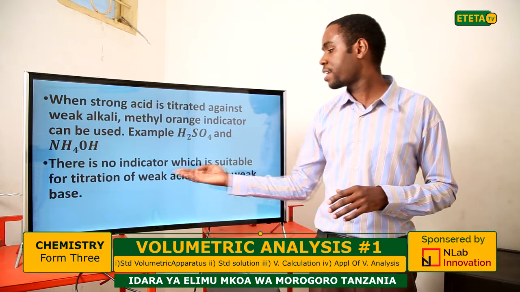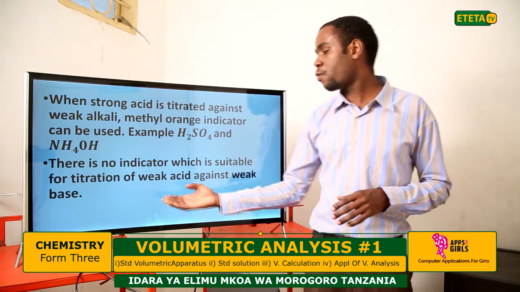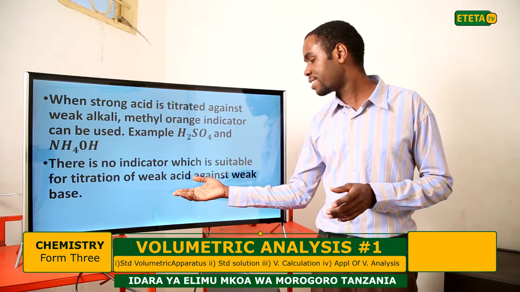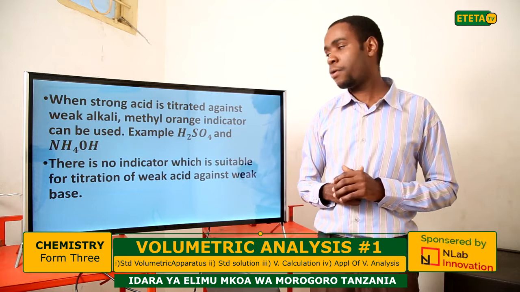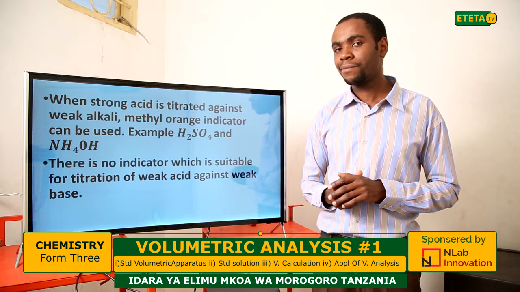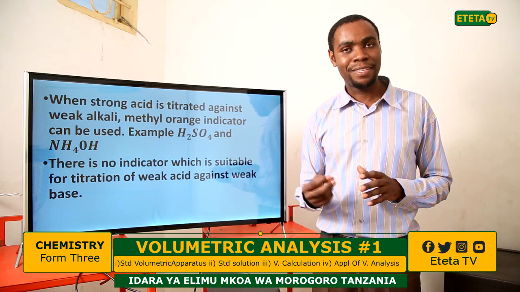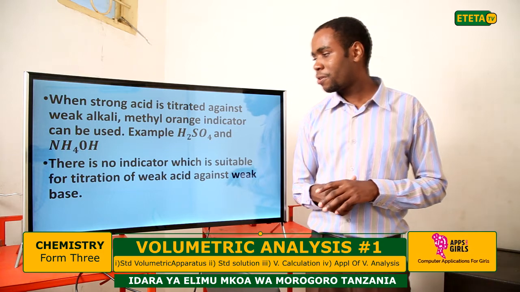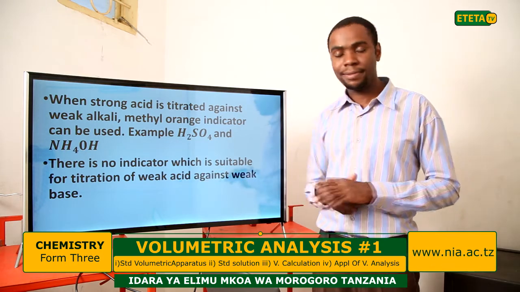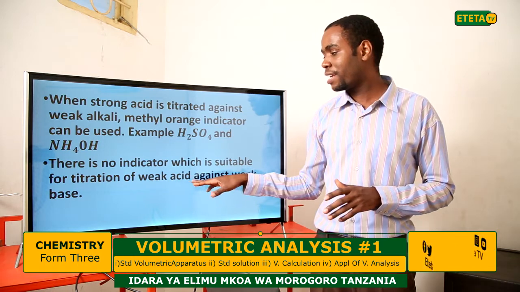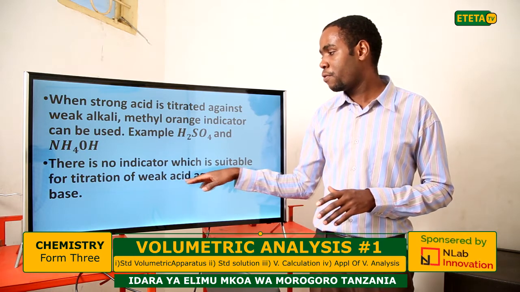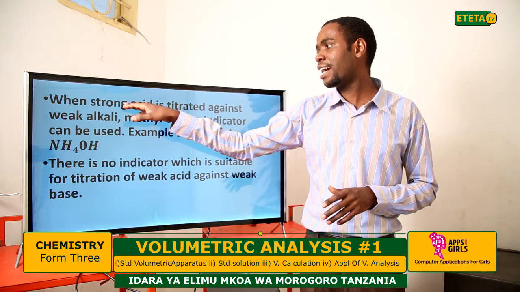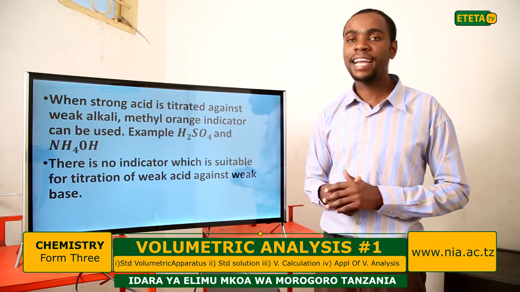Case 4: there is no indicator which is suitable for titration of weak acid against weak base. So if you have a weak acid and weak base, there is no indicator which is suitable for this titration. I hope that you understand me, students. But for strong acid, weak base, or strong acid, weak alkali, methyl orange indicator can be used.